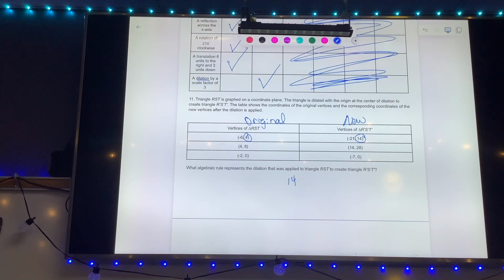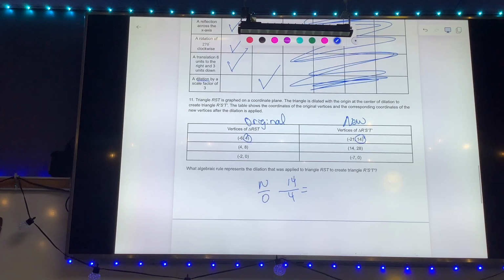I'm going to put 14 over 4. I then know 2 goes into both of those. 2 goes into 14 7 times. 2 goes into 4 2 times. So my rule would be (x, y) goes to (7 over 2 x, 7 over 2 y). Could I have chosen this one? I sure could have. I could have done new over original, and it would have been -7 over -2. And a negative and a negative make a positive.